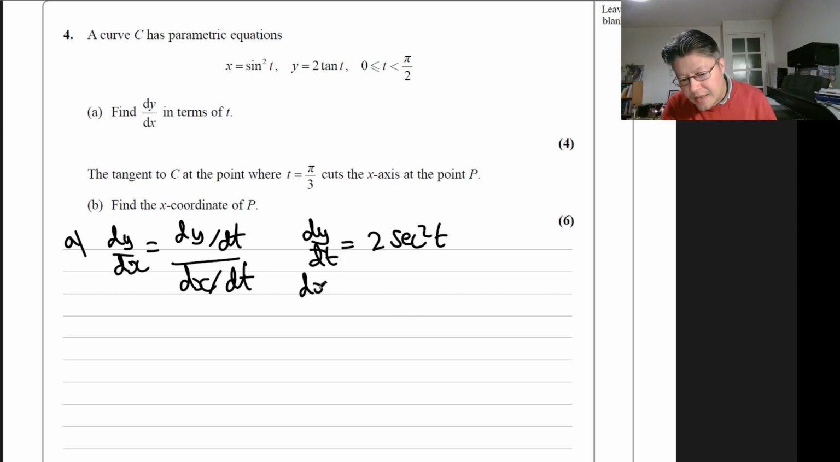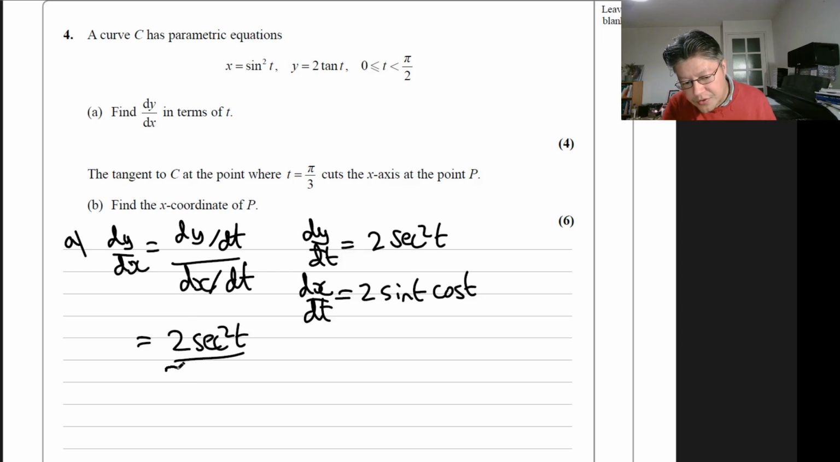And then dx dt, and that will involve the chain rule, but we can do the quick chain rule. So the 2 comes down, so you get 2 sine t, and you minus 1 off the power. And then you differentiate the inner function, which is sine t, so that gives you cos t. And then we can substitute both of these into the formula. So we get dy dx equals dy dt, which is 2 sec squared t, over dx dt, which is 2 sine t cos t. And we can simplify this. The 2's cancel.